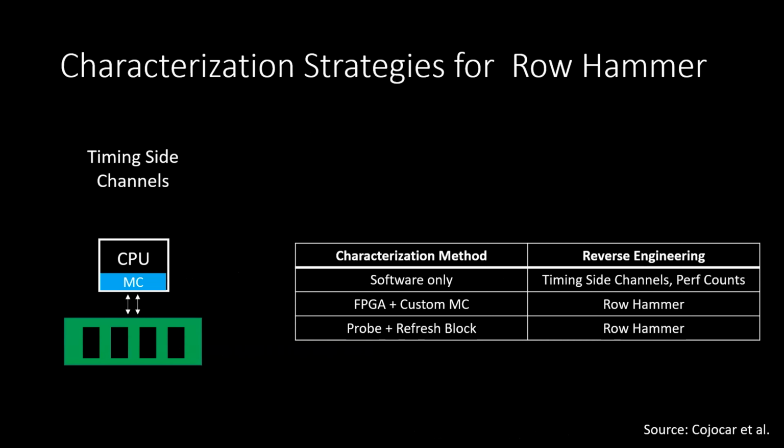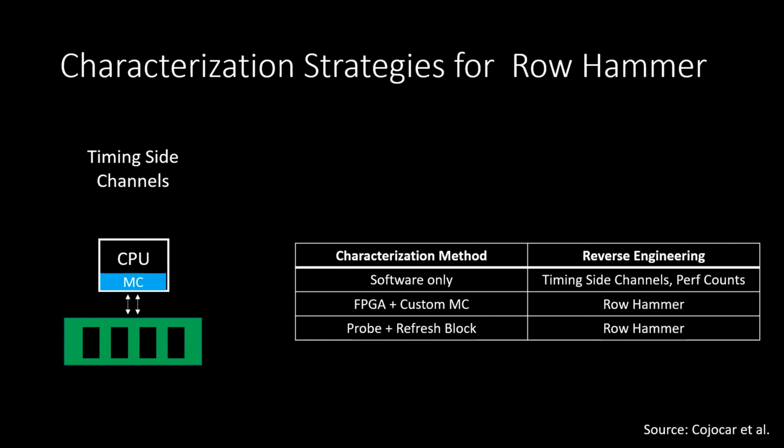So today we can categorize these characterization strategies into broadly three categories. The first category is where we use software. You use timing side channels or performance counters to reverse engineer the internals, and then use that information to launch a row hammer attack and characterize it. Right, so this works really well, but sometimes it doesn't.